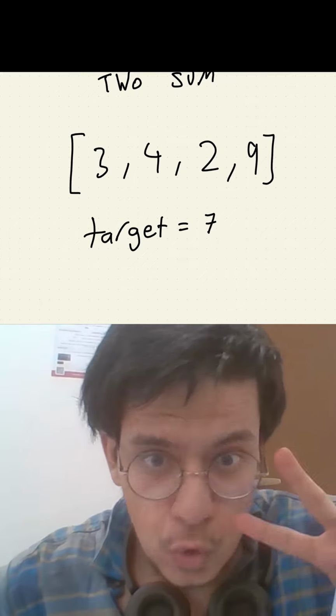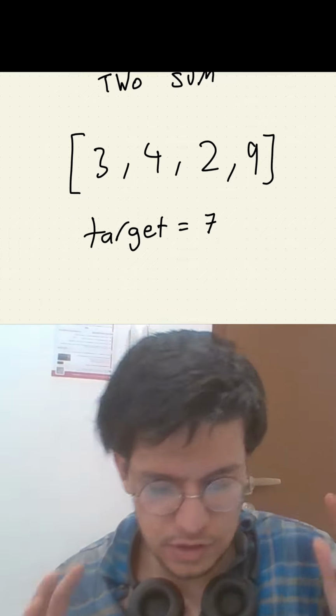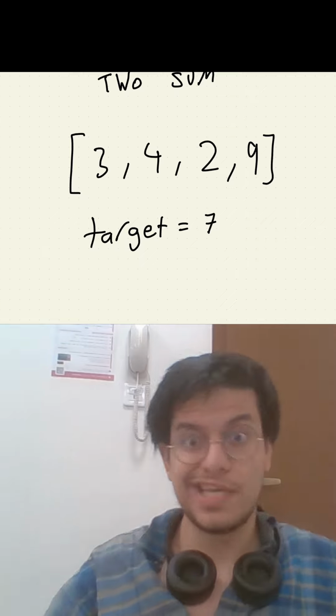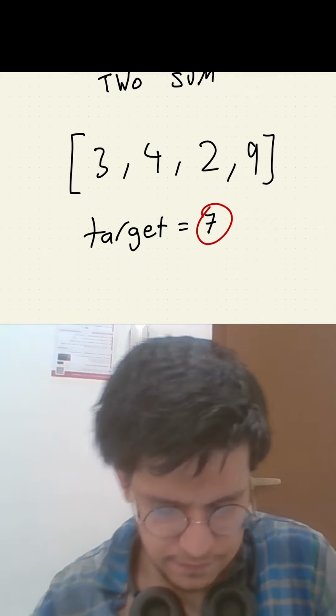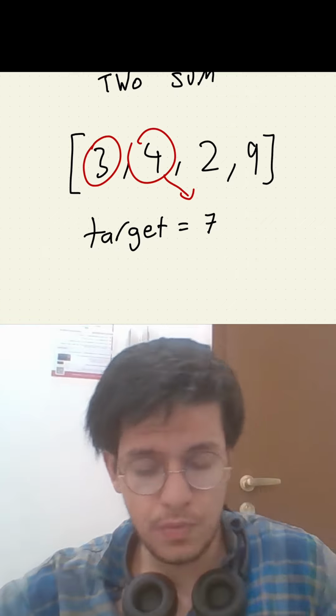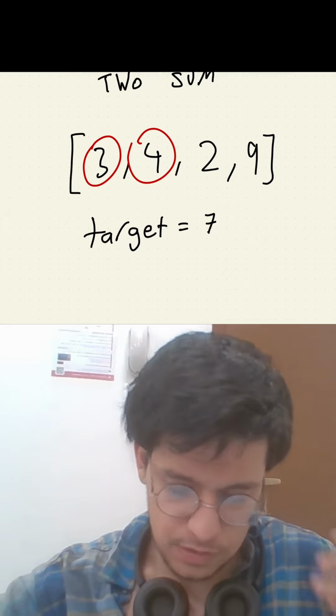Yes, the infamous two-sum LeetCode problem. Basically, you're given an array and a target, and the sum appears in the array only once. Here our target is 7, and 3 plus 4 is 7. So we want to send back the indices of 3 and 4, which are 0 and 1. Now, how would we do this?